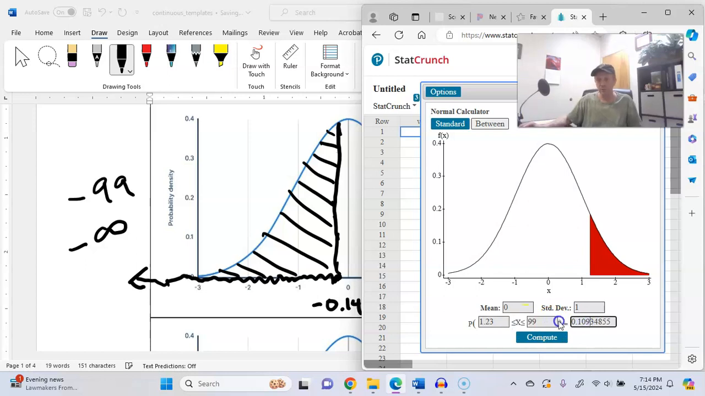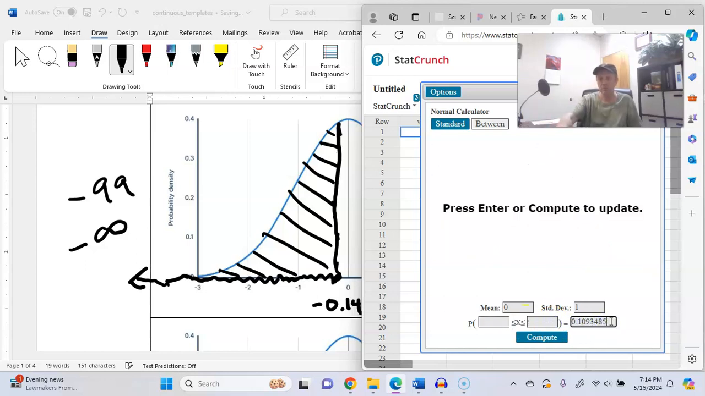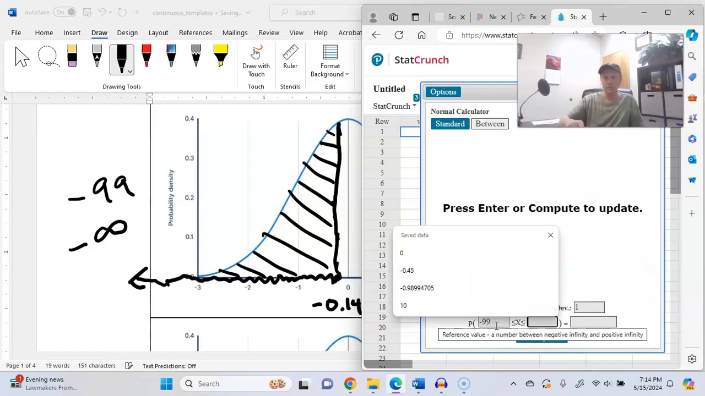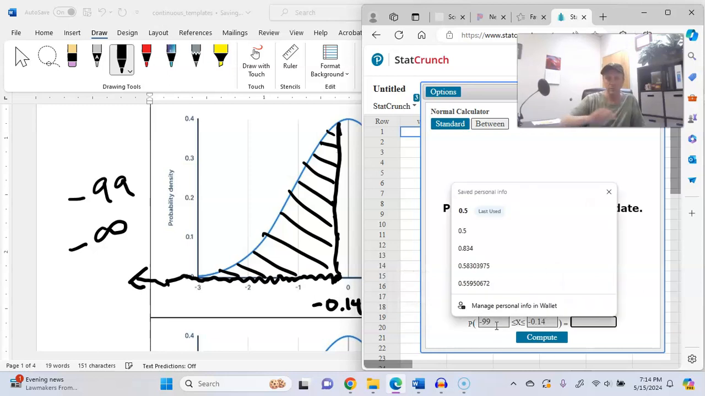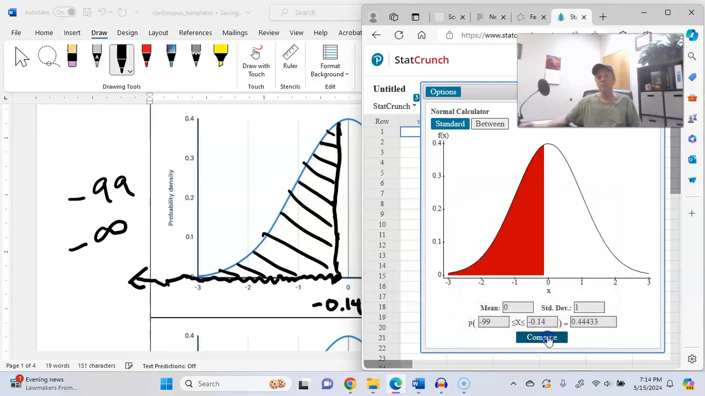So clear the area. Type in our minimum of negative infinity, negative 99. Maximum, negative 0.14. Compute. The picture agrees with ours, and the area is 44.43%.